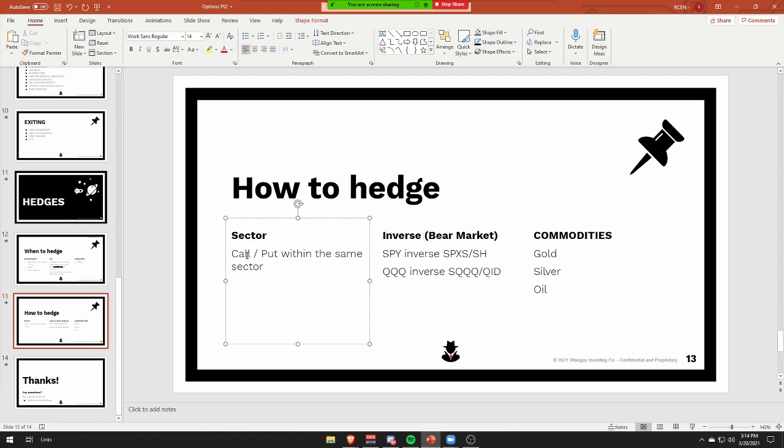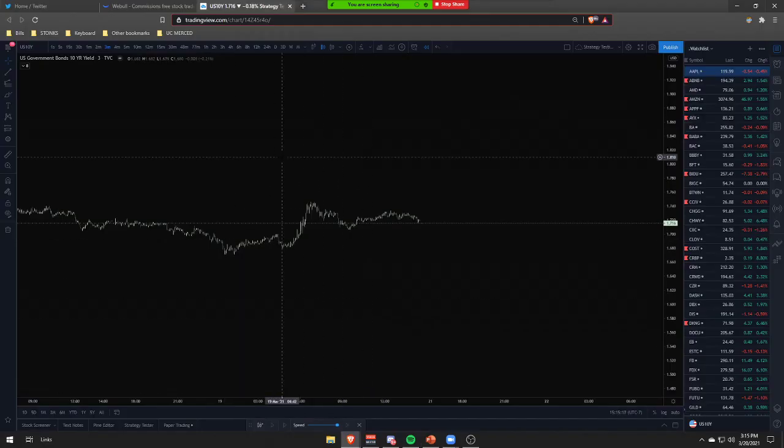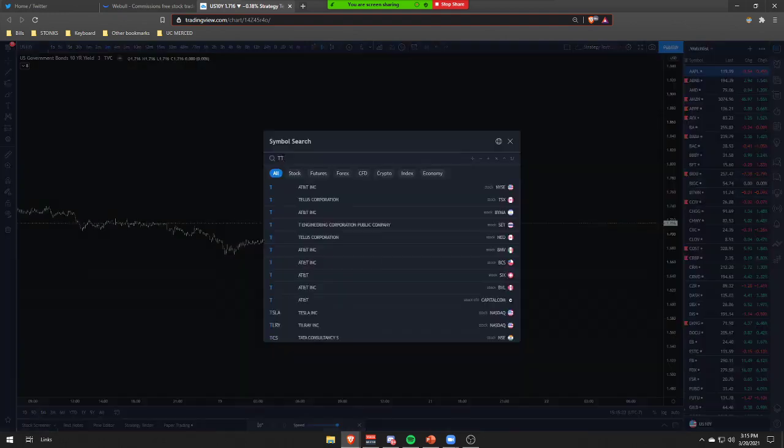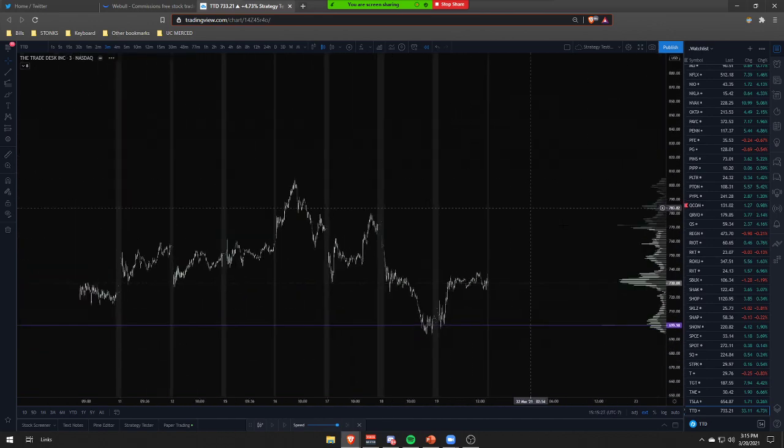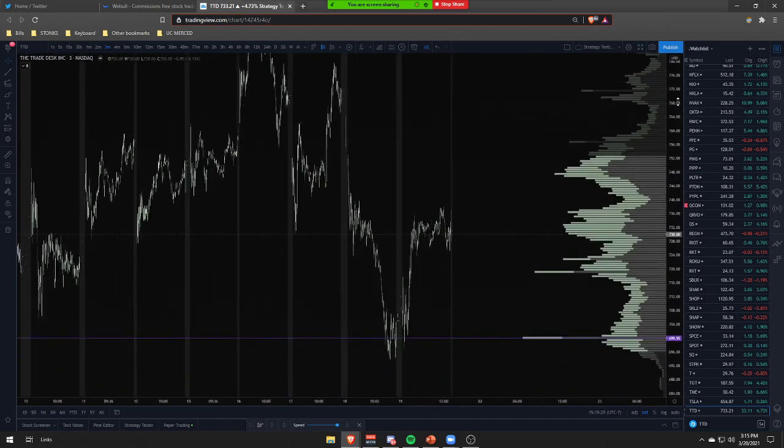Or if you are in a call for the same ticker, you can play puts on it in a shorter time frame. That works as well, but I don't find that to be very beneficial. One way to play this is to find tickers that move by the dollar, right? So if we were to look at TTD, TTD moves by the dollar, right?